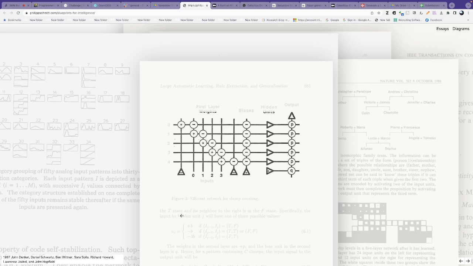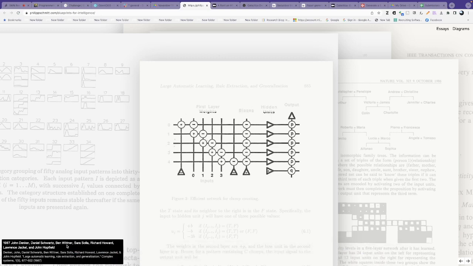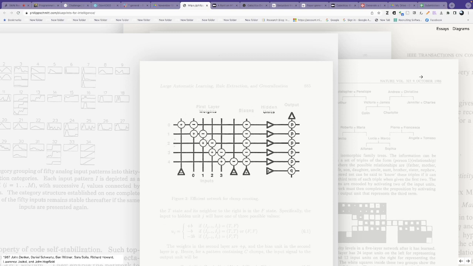This one is 1987, a paper on large automatic learning, rule extraction and generalization. This is another type of model where they're using weights and biases and hidden units in an output. So they're using weights, which are analogous to the things neurons use to send a message to one another.